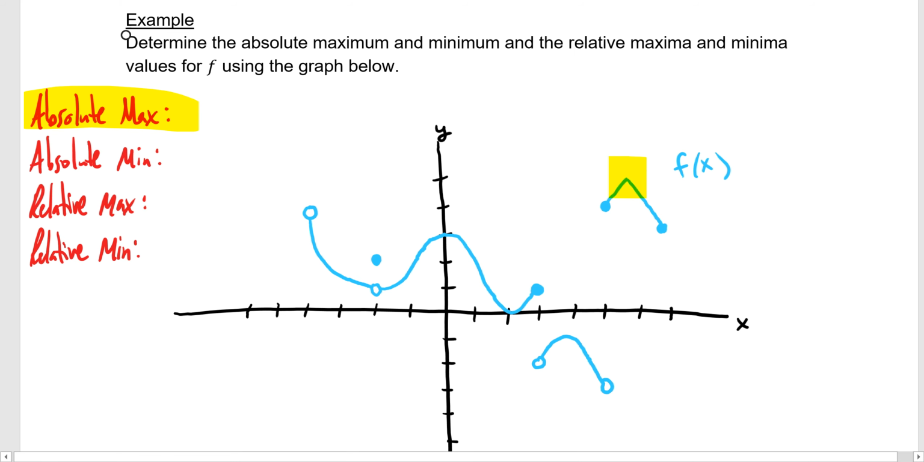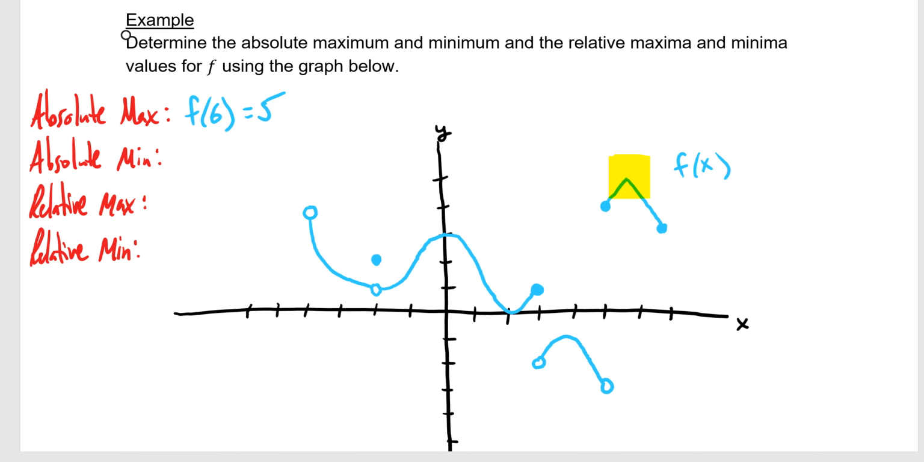The highest point on the graph looks like it's right over here. That's the largest y value. And it looks like that has an x coordinate of 6. And the y value is 1, 2, 3, 4, 5. So the absolute max is f of 6 equals 5. And just for spatial reasons, I'm just going to write this as 5. So the absolute maximum value is just 5.